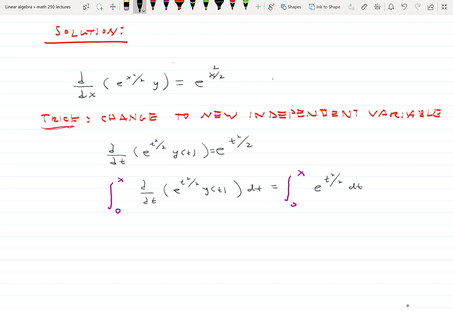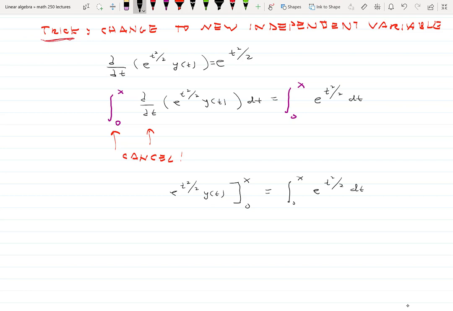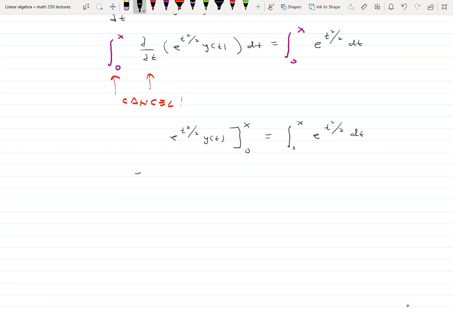Okay, so let's continue. What happens with the integral with respect to t and the derivative with respect to t? What do they do to each other? They cancel. The fundamental theorem of calculus allows that to happen. So they cancel and leave e to the t squared over 2 times y of t, evaluated from 0 to x. On the right-hand side, we're stuck with the integral from 0 to x of e to the t squared over 2 dt. Back to the left-hand side. Substitute upper and lower limits of integration. So you have e to the x squared over 2 times y of x. Y of x, remember, that's our solution. Minus e to the 0 squared over 2. E to the 0 is 1, so minus y of 0 equals the integral from 0 to x of e to the t squared over 2 dt.